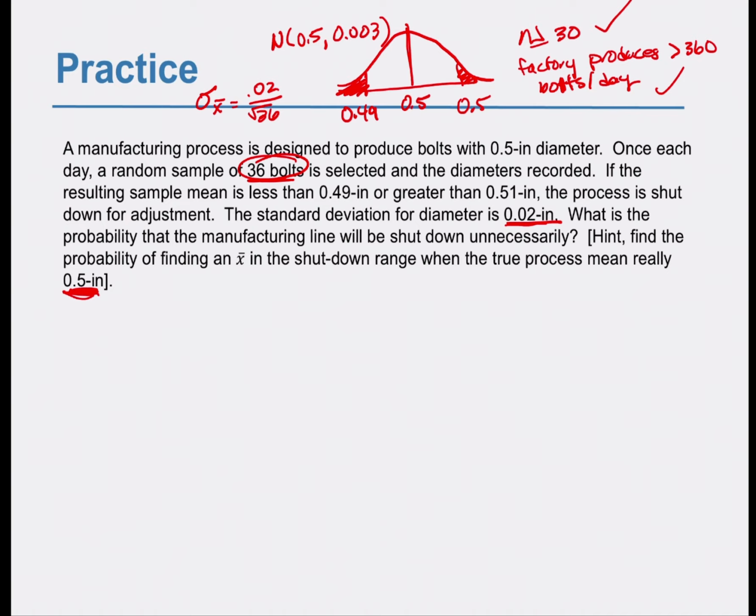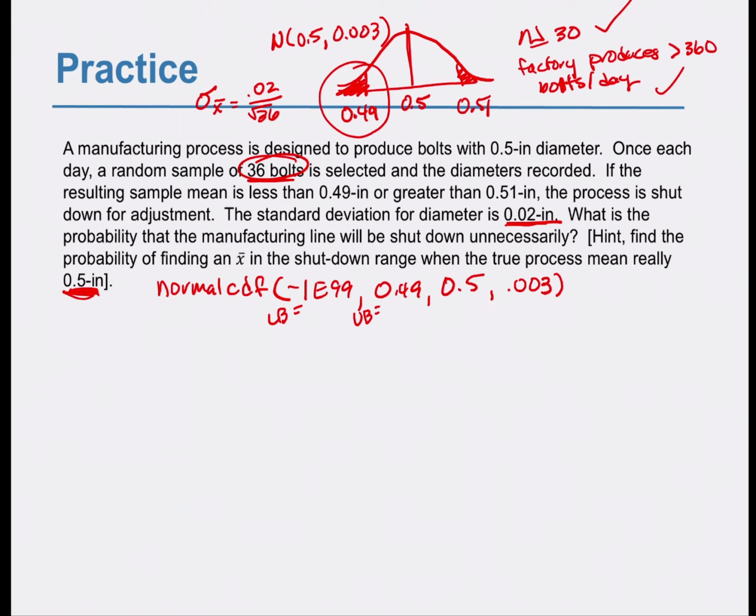So you could now use your calculator to find, using the normal CDF, from negative 1E99 to 0.49 with a mean of 0.5 and a standard deviation of 0.003. So this is your lower bound, this is your upper bound, this is your mean, and this is your standard deviation.